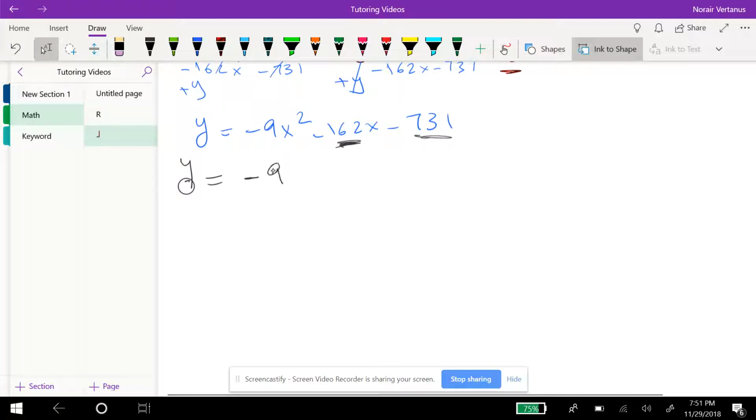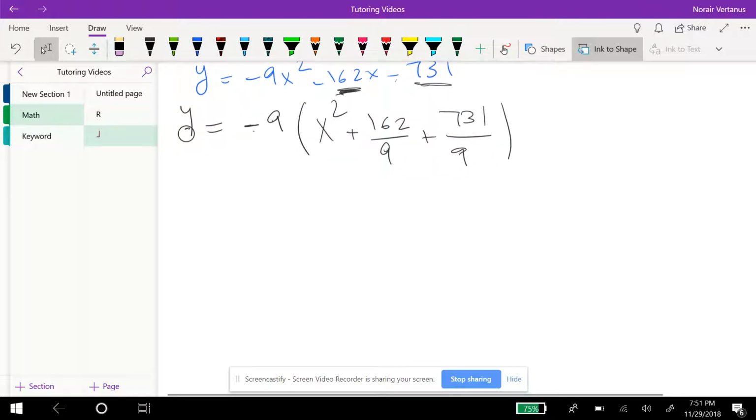I'm going to factor negative 9. See, this is what I'm going to have: x squared. This divided by 9 is negative x squared. This divided by negative 9 is going to be positive 162 over 9. I'm going to divide and see what it is later on the next line. And this, negative divided by negative, is positive 731 over 9. Oh, there's x here. I missed it, so I'm going to add it.